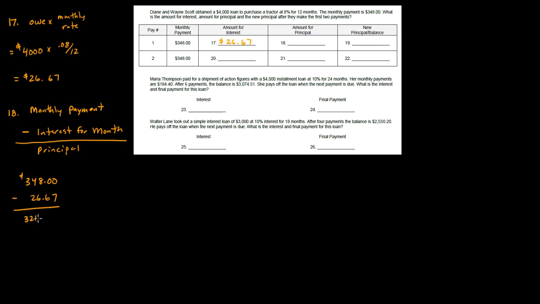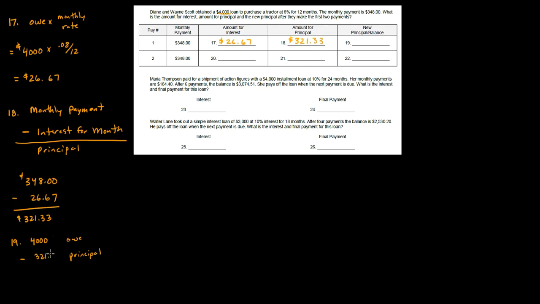So it's $321.33. So when I made that first payment of $348, $321.33 of it went toward the principal. So then for number 19, the question is, what's my new balance? Well, what did I owe at the beginning of the month? I owed $4,000. That's what I owed. And then I subtract the amount that I paid in principal, because that is the amount that's reducing how much I owe whoever I have the loan from.